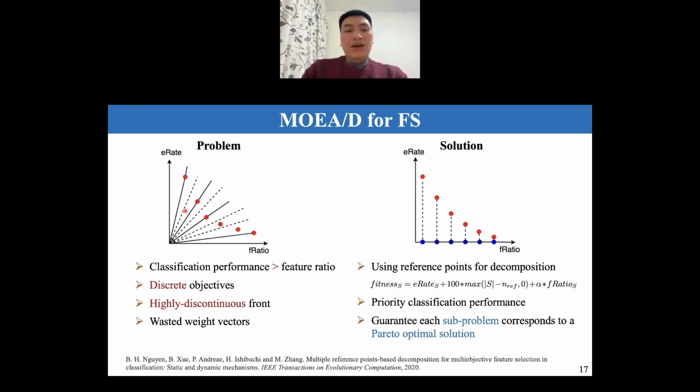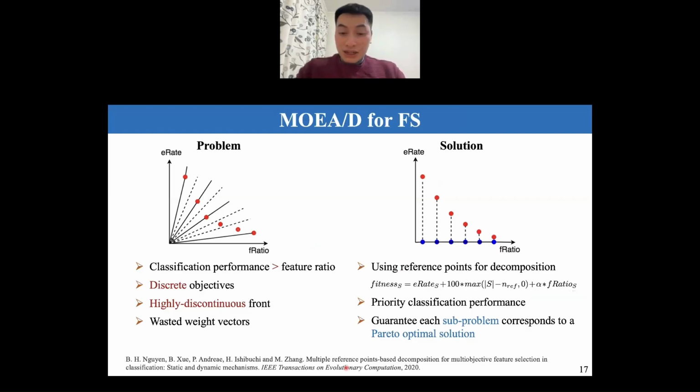And the other problem is that we would like to have a lower error rate, which is more important than having a lower feature ratio, right? So that is somehow also called the imbalanced importance between the two objectives, right? So because of that, how can we handle those issues in feature selection?